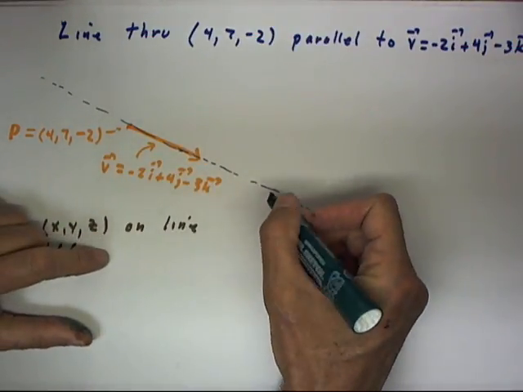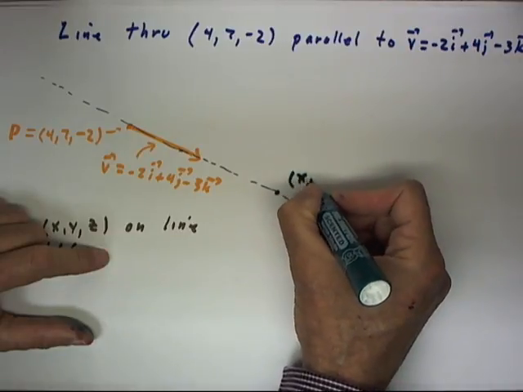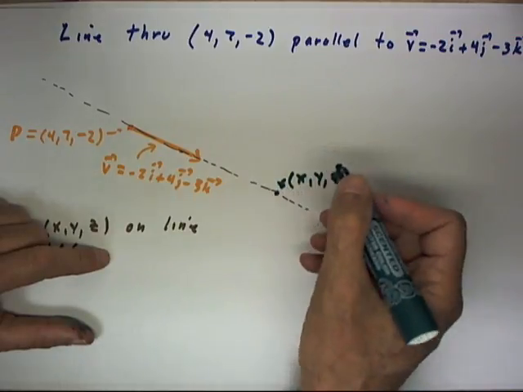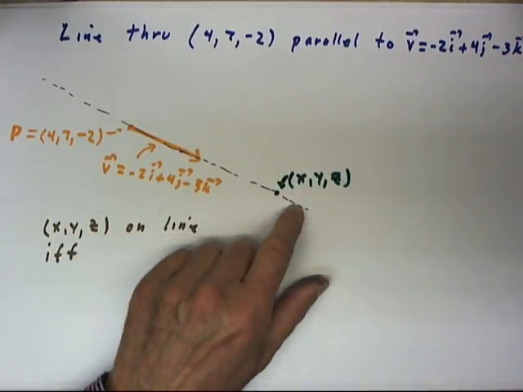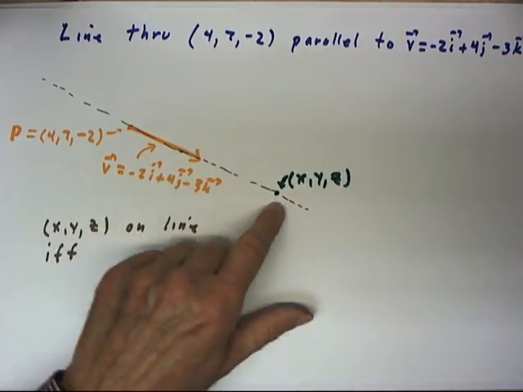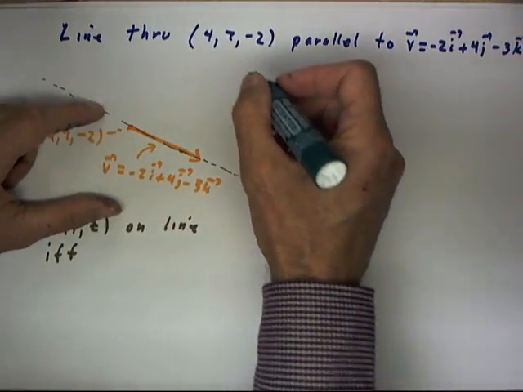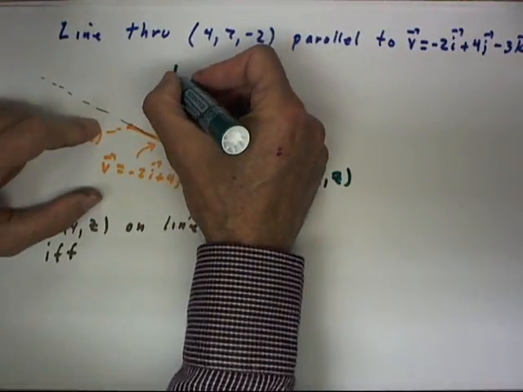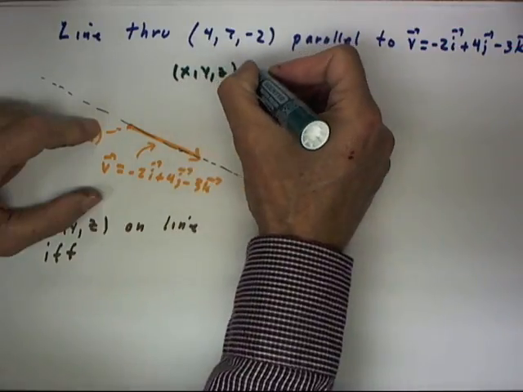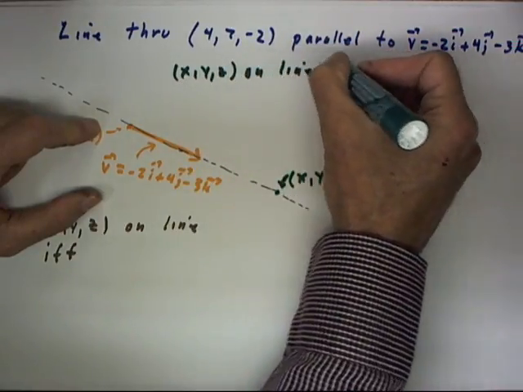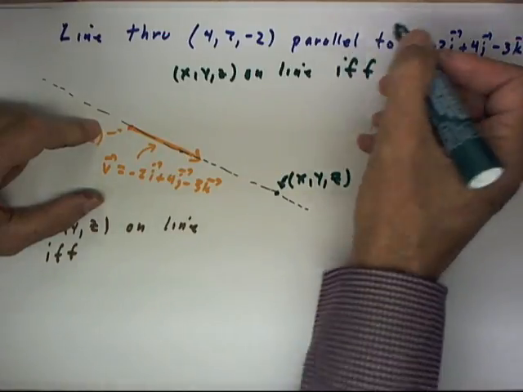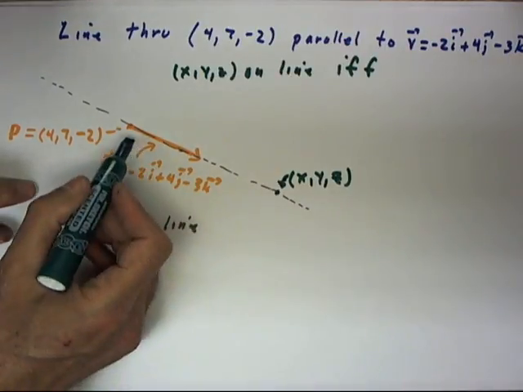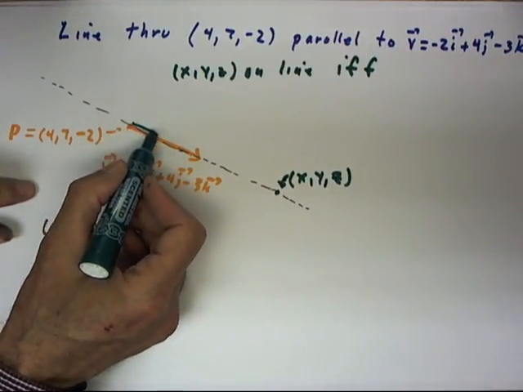So I'm going to let x, y, z be some point out in space, and we might or might not consider this point to be on the line, but the condition for the point to be on the line is that x, y, z is on the line if and only if the vector from this point to this point is parallel to this vector. So, fairly obvious condition.